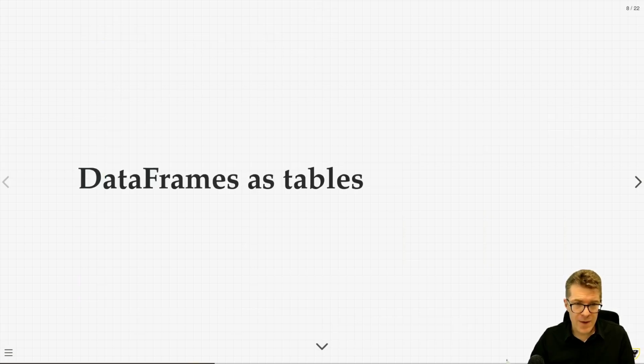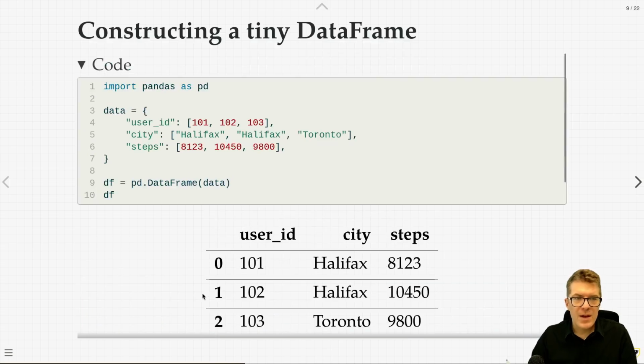So here again, data frames as tables. Here's some additional code. We have pandas, again, being called pd. We have some data. This data is a dictionary. It's a dictionary because we have these curly brackets. A dictionary is a bunch of key value pairs like we talked about earlier. So here the keys are user ID, city, and steps, and the values associated with each of these keys we obtain just to the right of these colons.